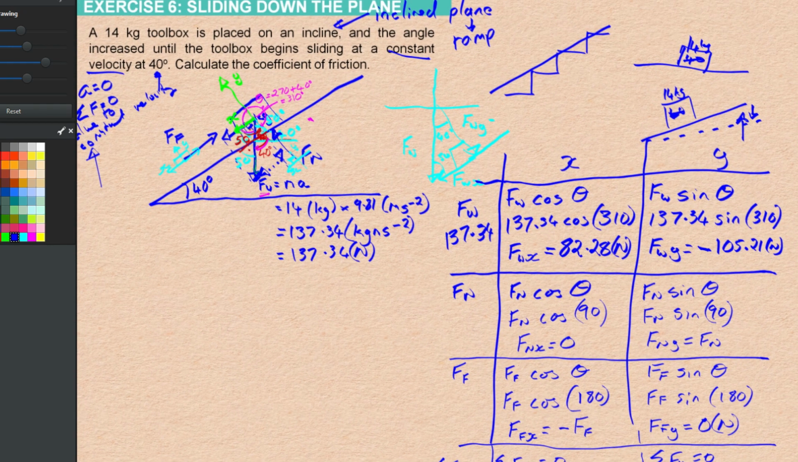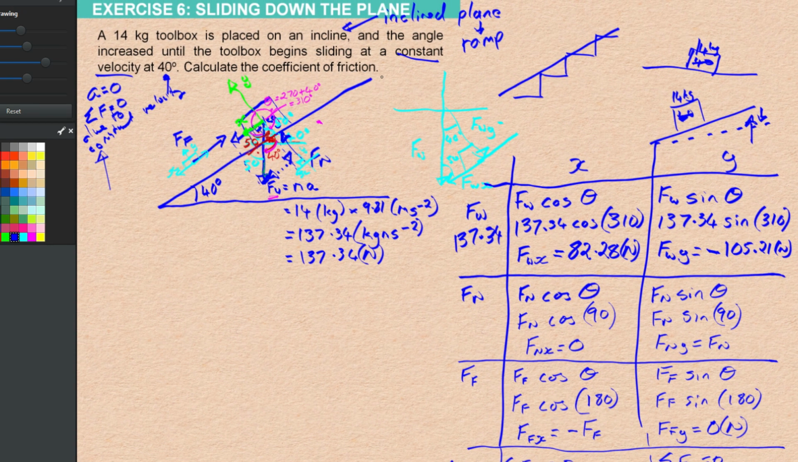The question was asking, calculate the coefficient of friction. So what I do with any of these problems is to have an idea where you want to go and then do all of your working out and then go back and check, have you gone through and answered what the question has asked? Or have you just found out lots of interesting bits of information but not quite gotten to what the question is asking?